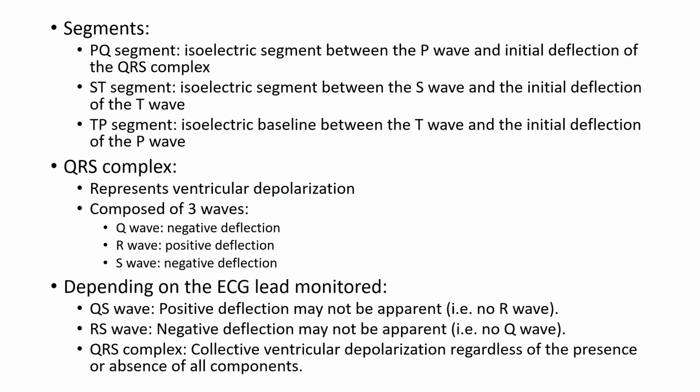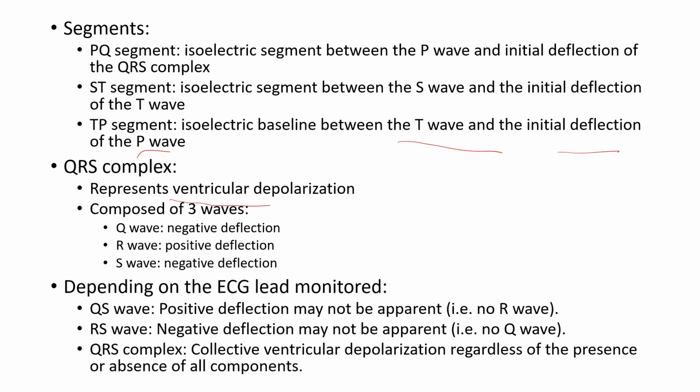Then there are segments. The PQ segment is the isoelectric segment between the P wave and the initial deflection of the QRS. The ST segment is isoelectric, between the S wave and the initial deflection of the T wave, and then the TP segment is the isoelectric baseline between the T wave and the initial deflection of the P wave.